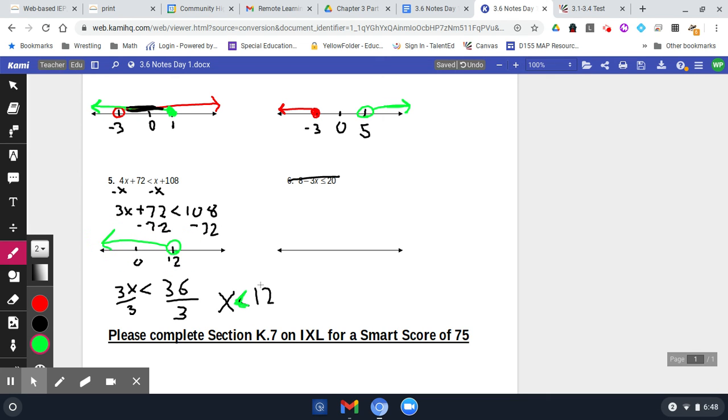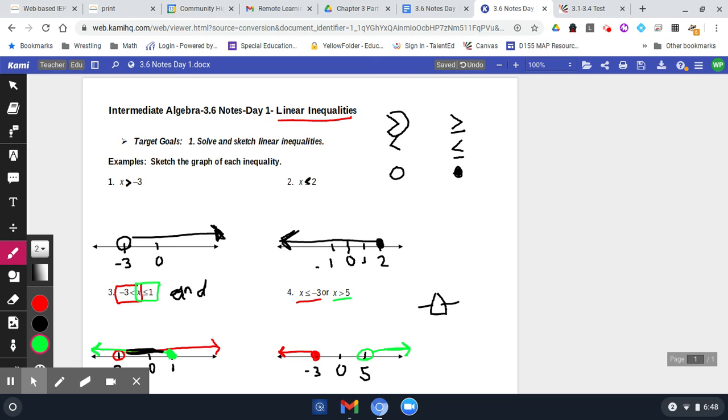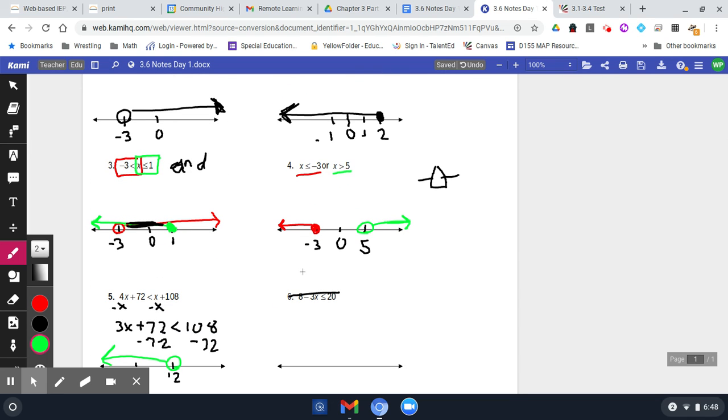All right, so those are our notes for today, guys. Use this to help you on the IXL. The IXL is going to deal with only types of 1 and 2. Just practice graphing, okay? We'll get to these other things more at a later time. All right, that's all I got for you.